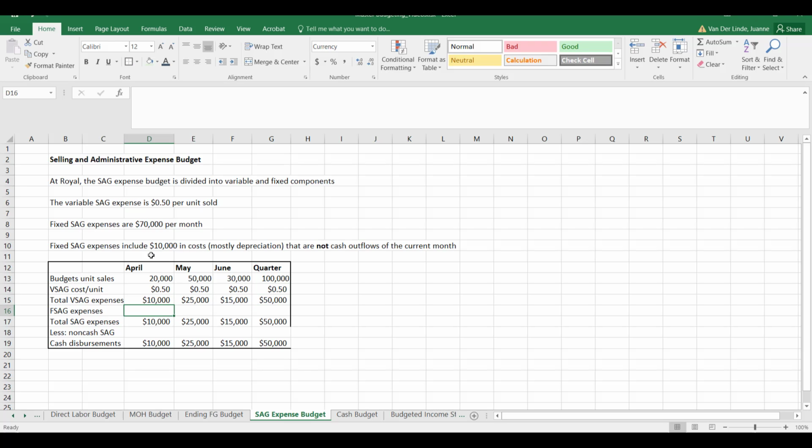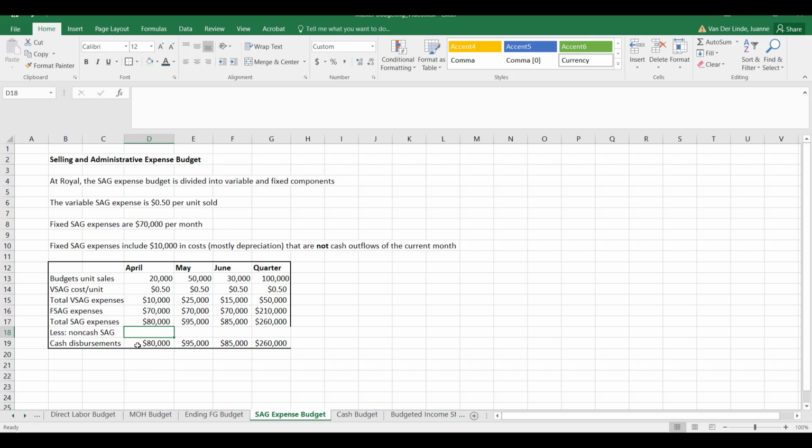Okay, now the fixed SAG expenses, that's $70,000 per month. So for April, the total variable SAG expenses was $10,000 plus the $70,000 of fixed SAG expenses. It gives us a total SAG expense amount for April of $80,000. I'm going to do the $70,000 for each month. And if it's $70,000 for each month, for the whole quarter, it's $210,000 of fixed SAG expenses because we're doing $70,000 times 3 for the 3 months.